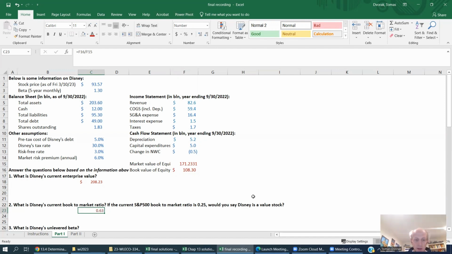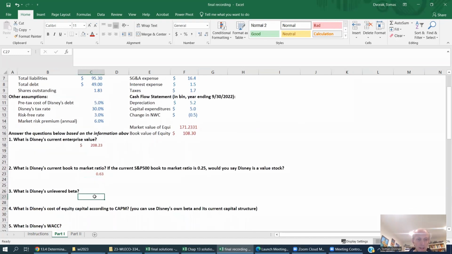In the current S&P 500, the book to market is 0.25. So the book value on average in the S&P 500 is only a quarter of the market value. In the case of Disney, the book value is like 60% of the market value. So relatively speaking, Disney appears to be a value stock.